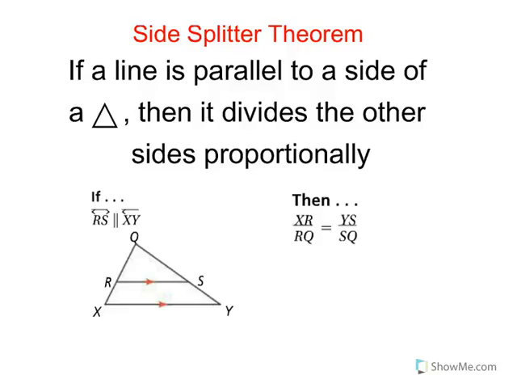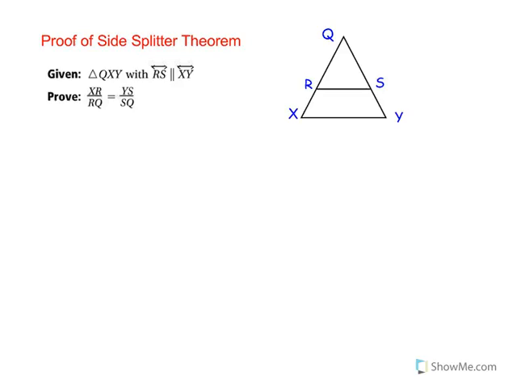So that means that if you have this parallel line, so RS and XY, that this part of the side over that part, so it's splitting the side, has to be equal to this part over this part. So the proportion kind of sets itself up. So now we'll look at how to prove it.